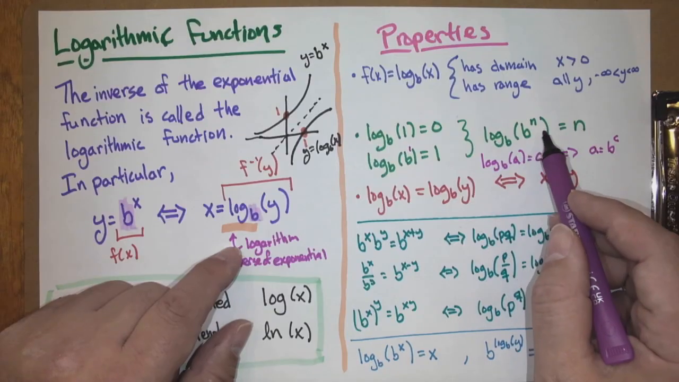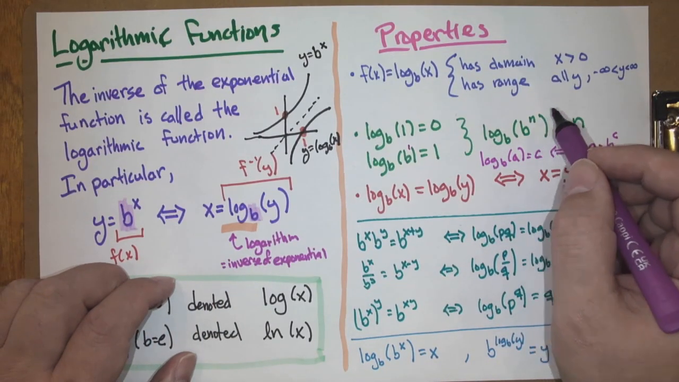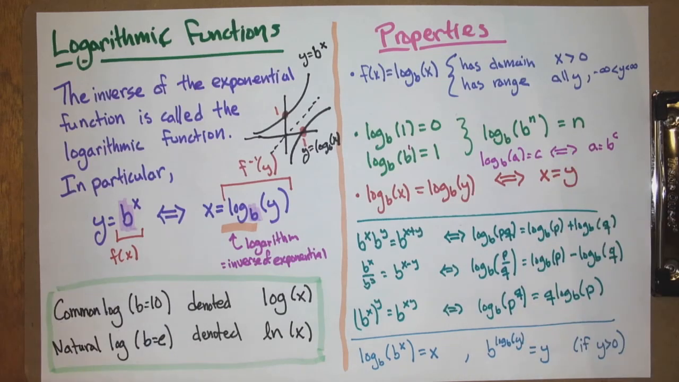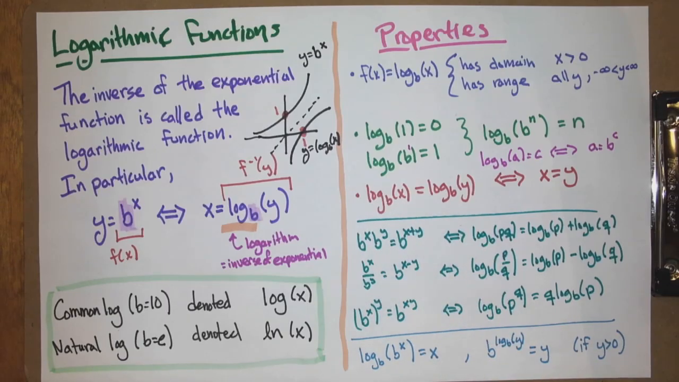Log base b of b to the n, well, if I want b to the n, I need the nth power. So that becomes n. If log base b of x equals log base b of y, that says the insides have to match. x equals y. This comes back to our idea: if b to the a equals b to the c, a equals c. Almost everything that's important about logs comes from exponentials.